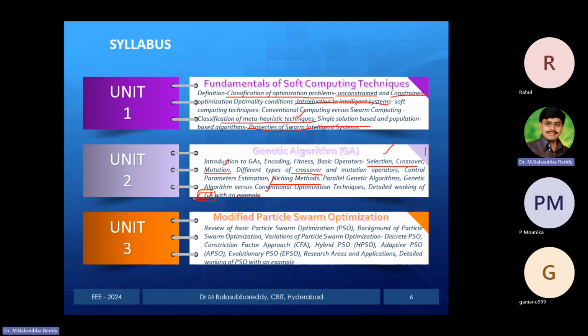Similarly, hybrid PSO. So what is the hybrid PSO? You can mix the PSO algorithm with any other kind of algorithm based on their parameters. Suppose if we say the cuckoo search algorithm is there, you can mix the cuckoo search algorithm with the PSO algorithm. That I call a hybrid PSO algorithm. Or you can mix PSO with the genetic algorithm. Then also I call it a hybrid PSO algorithm.